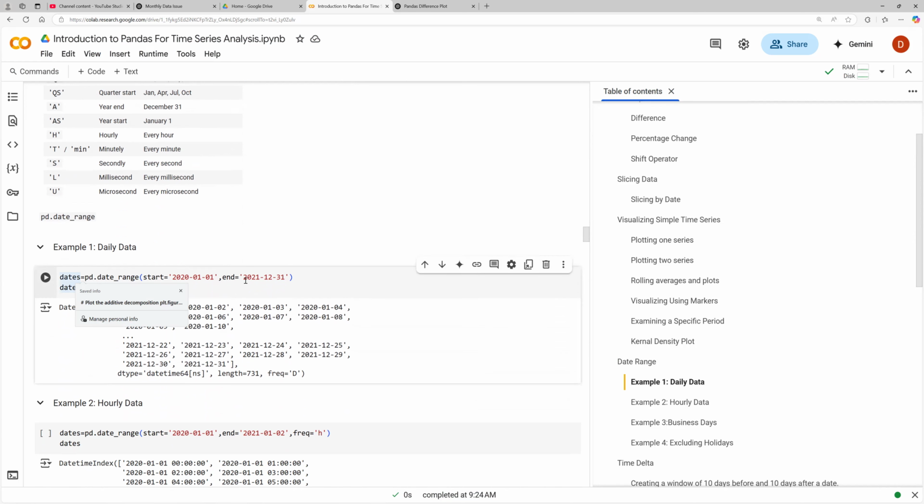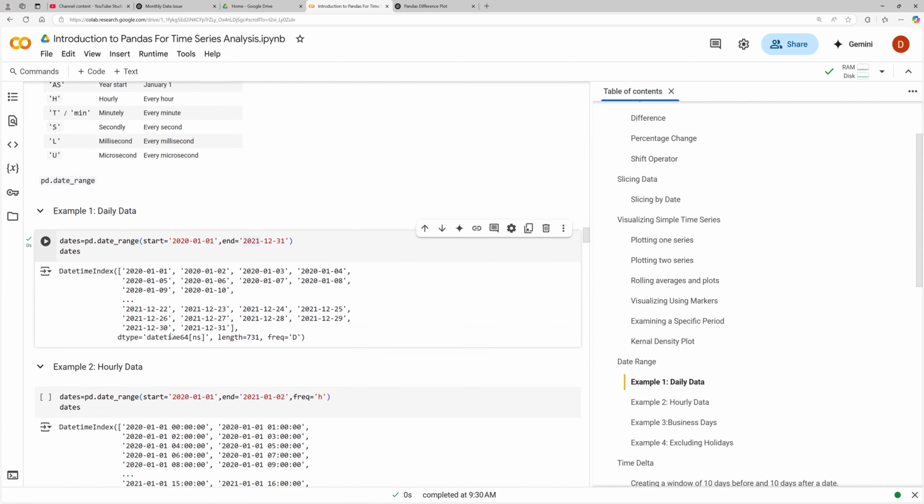I'm going to use something simple at first. So this is daily data from 2020 to the end of 2021. We capture all that. Now look at the datetime. We see that it's in nanoseconds, capturing that level of precision. The length is 731 days, and the frequency is daily.